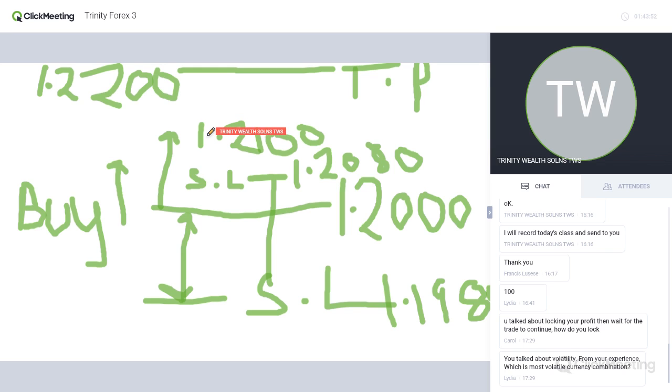If it reverses around this moment, well and good. You don't close at a loss, at least you get 80 pips of profit. So you've already locked in 80 pips in case it moves against you. That's what it means by locking your profit. Then you let it continue, let it run. At least your profit is locked.